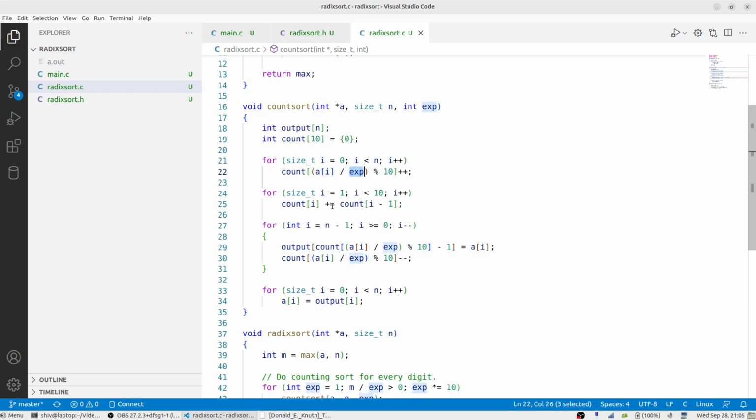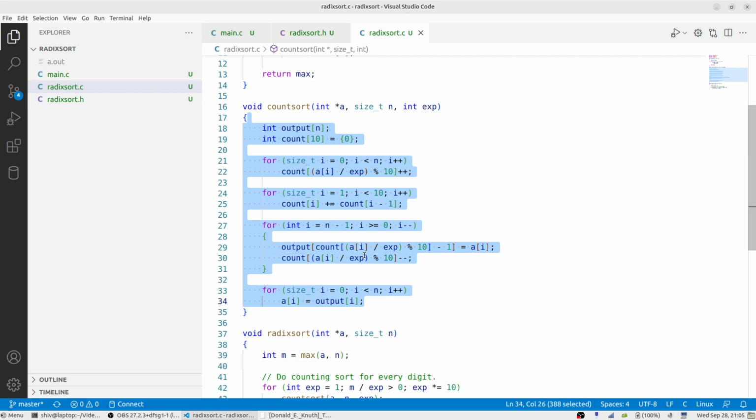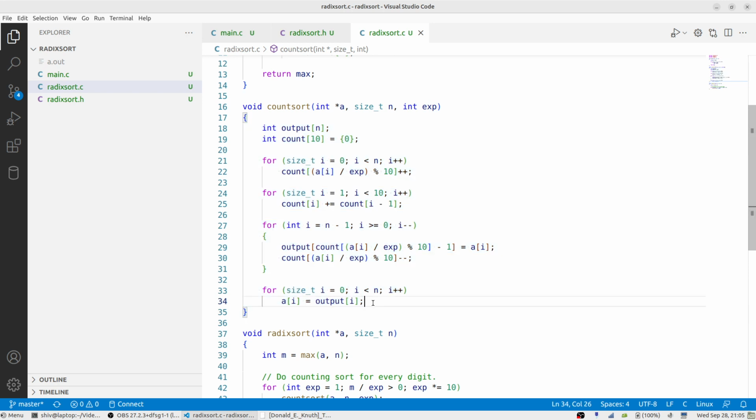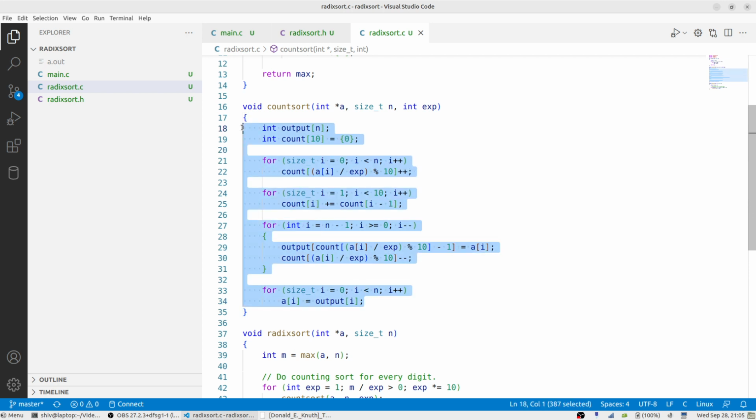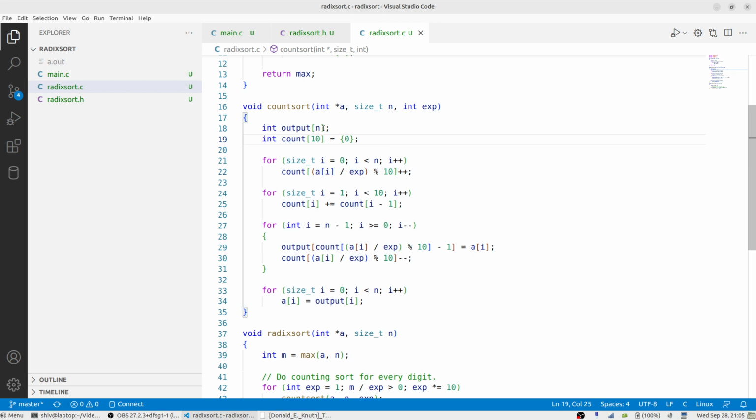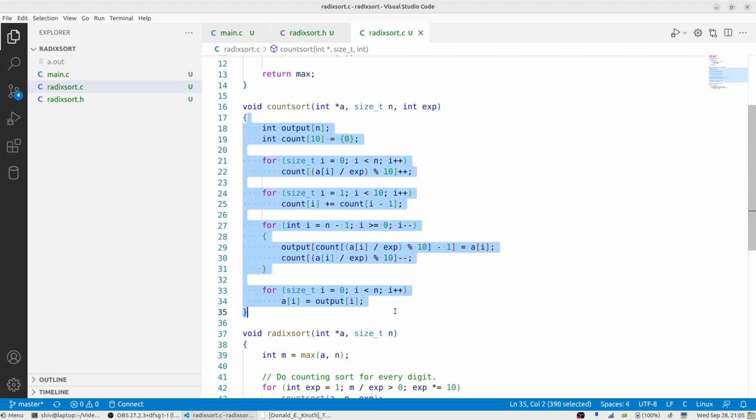If you follow my counting sort video, then you will have a very clear understanding of what is going on here. If you have not watched the counting sort video or you are not familiar with counting sort, I request you to please watch the count sort video so that you can understand this whole routine.